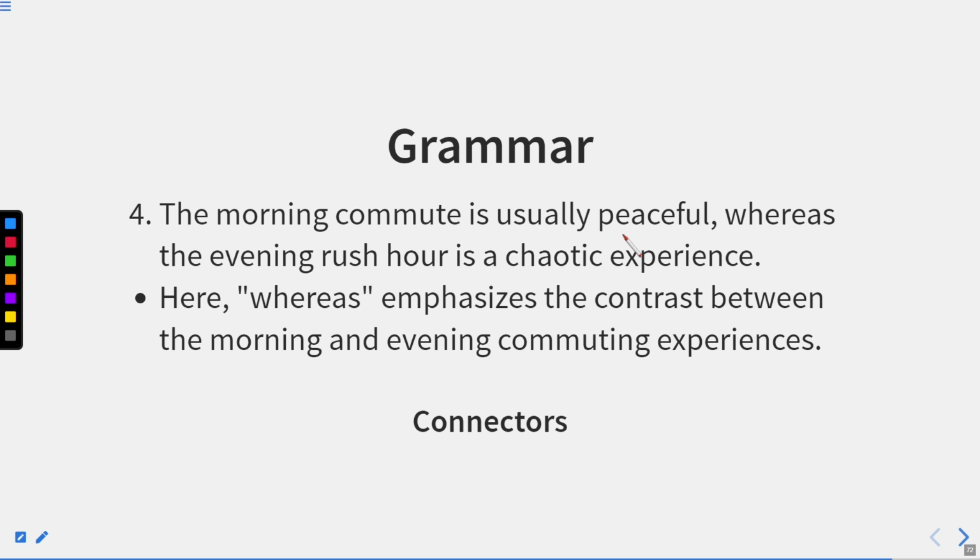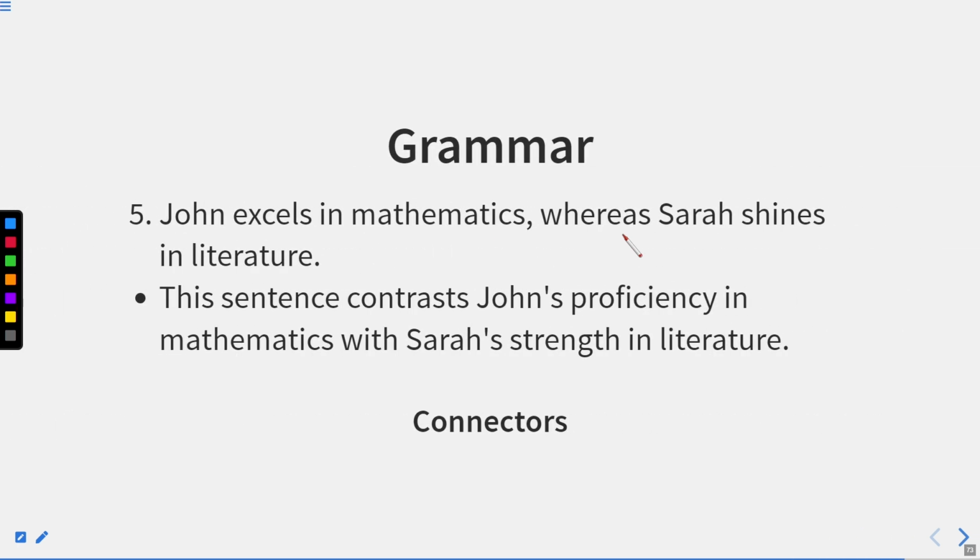The morning commute is usually peaceful, whereas the evening rush hour is a chaotic experience. Here, whereas emphasizes the contrast between the morning and the evening commuting experiences. John excels in mathematics, whereas Sarah shines in literature. The sentence contrasts John's proficiency in mathematics with Sarah's strength in literature.